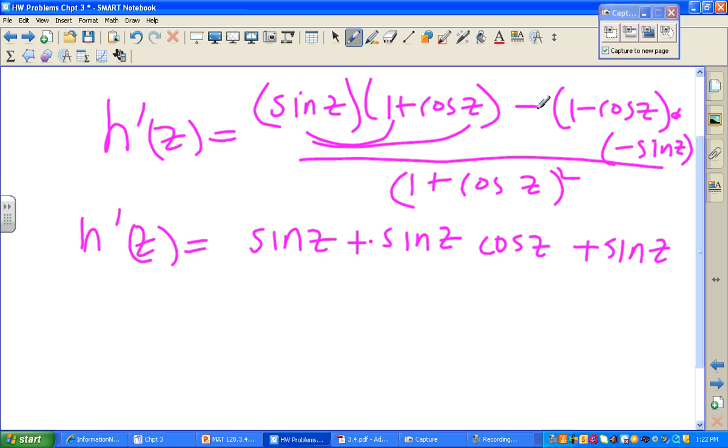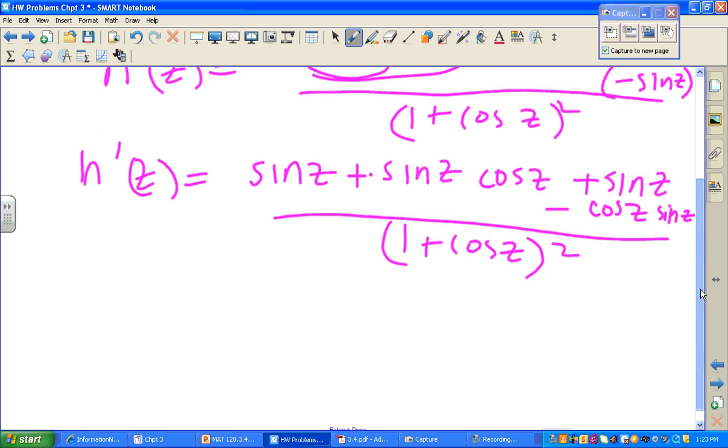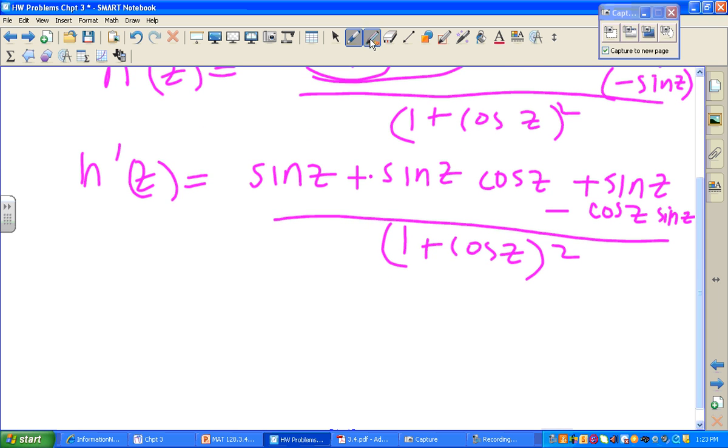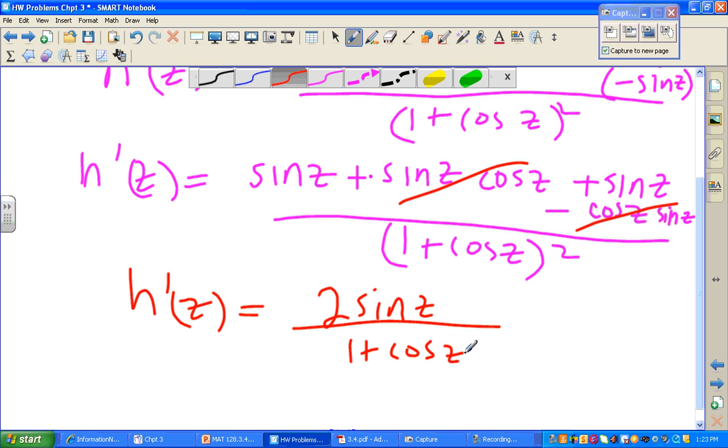Plus sine of z. That would be a plus, which would make it a minus cosine z, sine z, all over 1 plus cosine z squared. All right? When you cross off like terms, because they're opposite, you end up with 2 sine of z over 1 plus cosine z all squared. Okay.